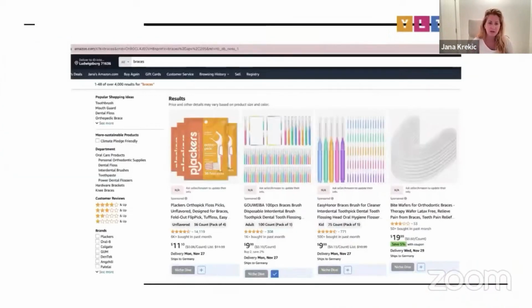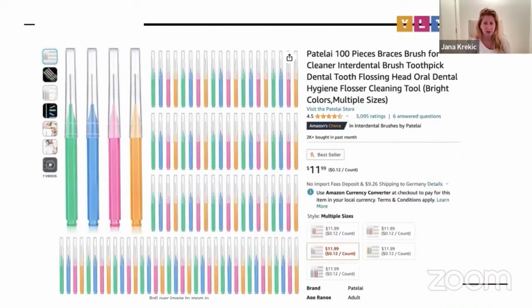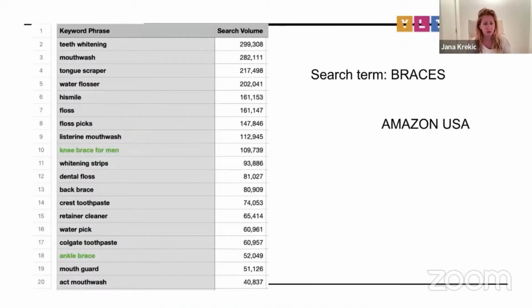Now, if you search for braces on Amazon.com, you're going to get a first full page of dental products. For instance, this one is a top best-selling dental braces brush. And these are the search terms you get. The top 20 search terms are going to be all about dental hygiene, floss, mouthwash, all of that, except for knee brace for men and ankle brace.